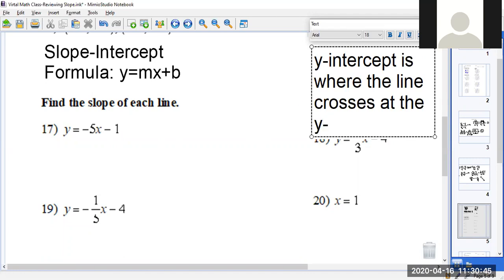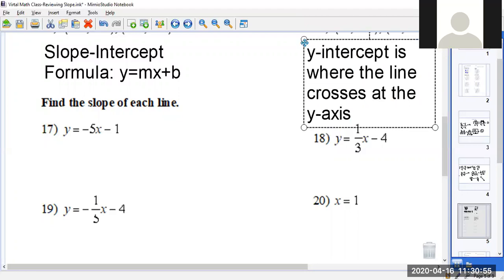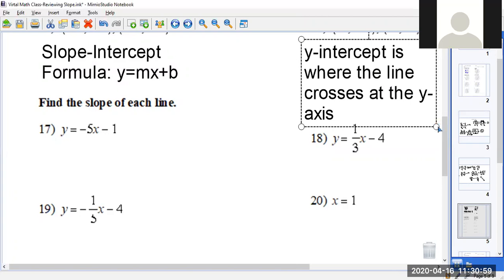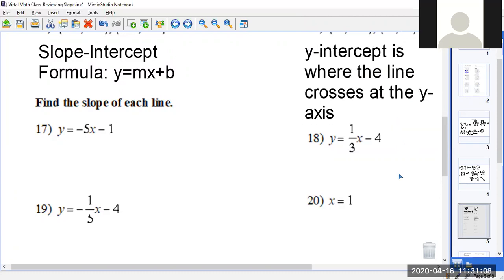Now, there is such a thing as an x-intercept, but don't worry about that. I think that's more trigonometry. So don't worry about that. Let me move this up just a little bit. I don't want it to be in the way.